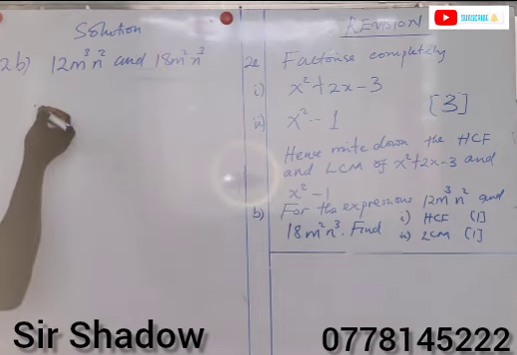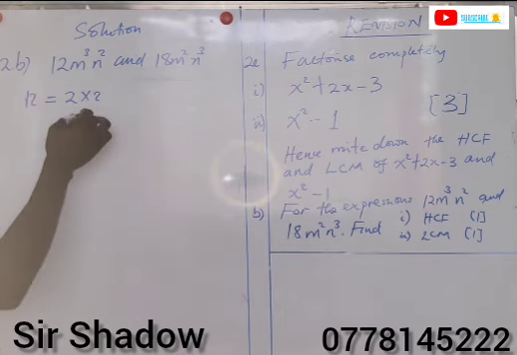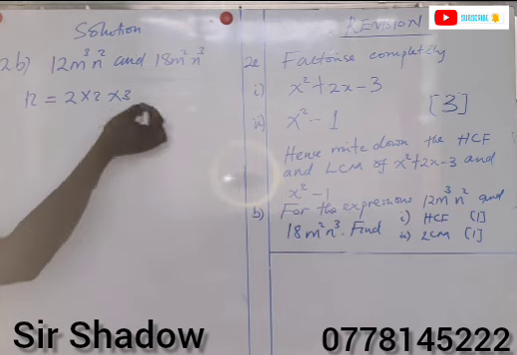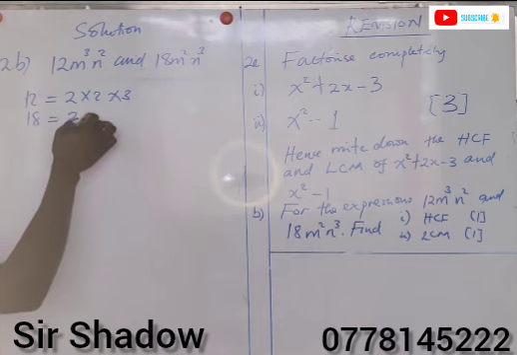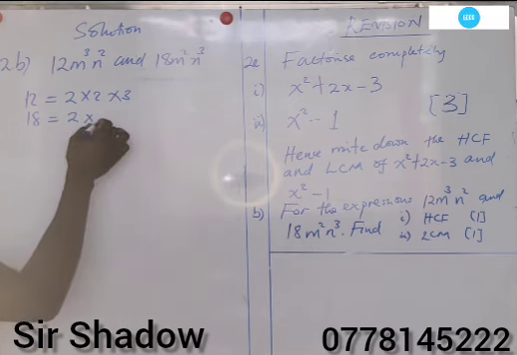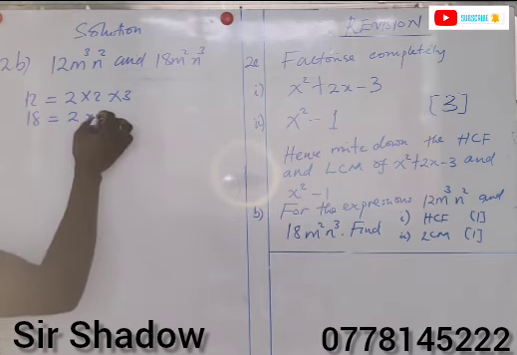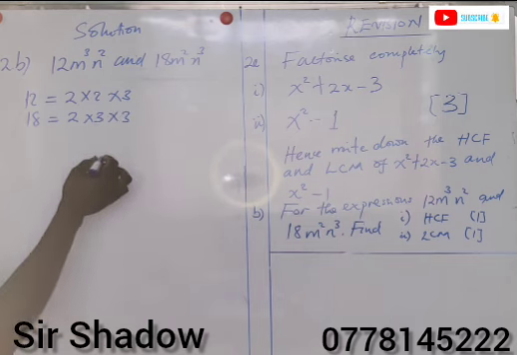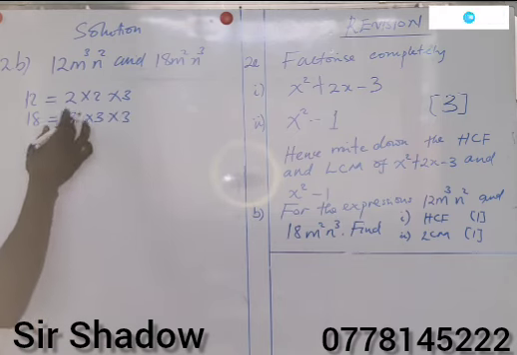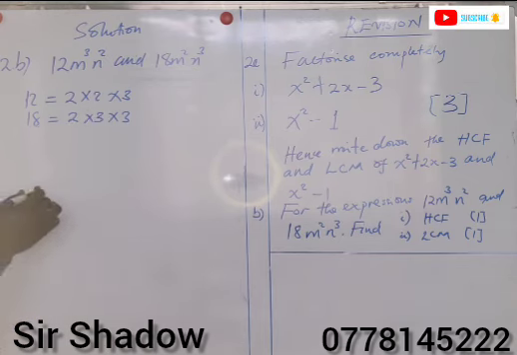First of all, let's find the factors of 12. The factors of 12 become 2 times 2 to give us 4, times 3. So these are the factors of 12, right? Factors of 18, we have 2 times 3, which is 6, and 6 times 3, which is 18, right?